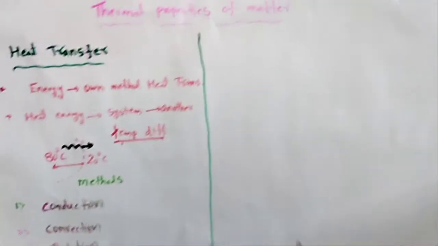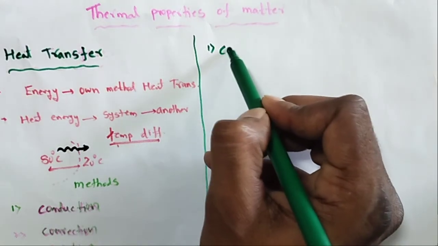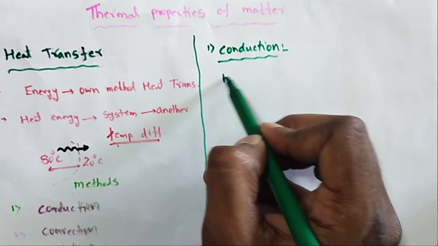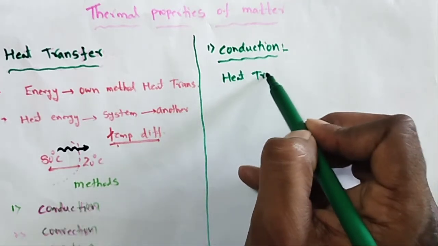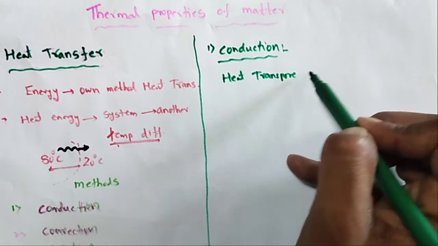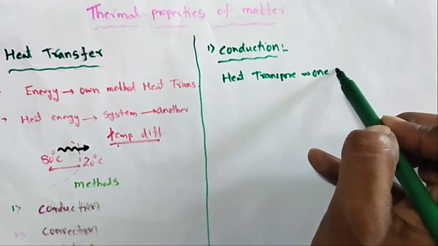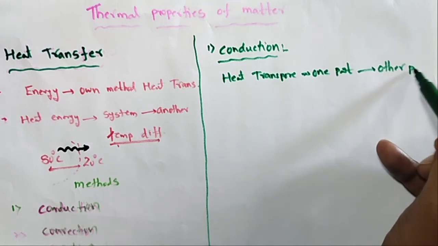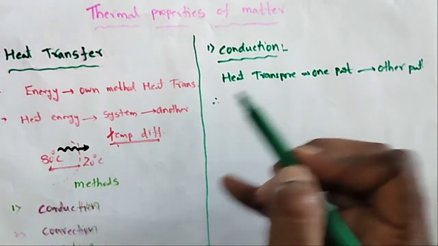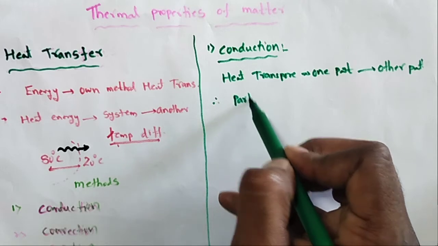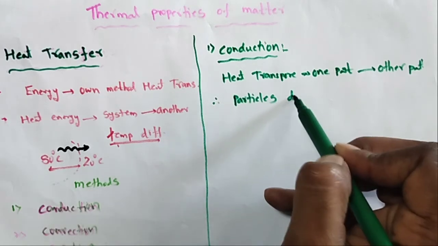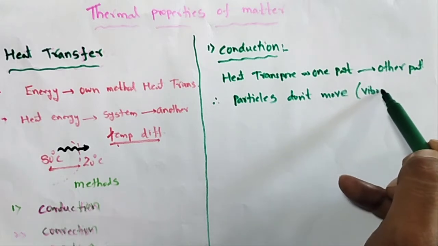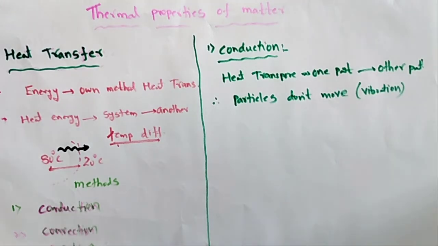So what is the conduction method? In the conduction method, heat is transported from one part to another part. The condition is that the particles do not move; they just give some vibrations with respect to their equilibrium position.